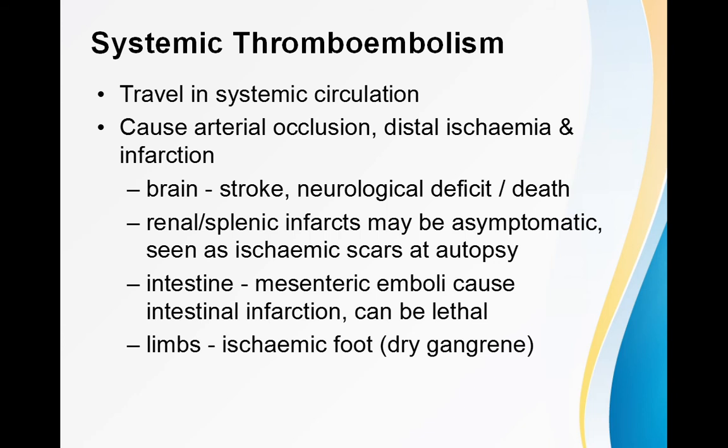Brain: stroke, neurological deficit or death. Renal or splenic infarcts may be asymptomatic, seen as ischemic scars at autopsy. Intestine: mesenteric emboli cause intestinal infarction, which can be lethal. Limbs: ischemia of the foot, like dry gangrene.